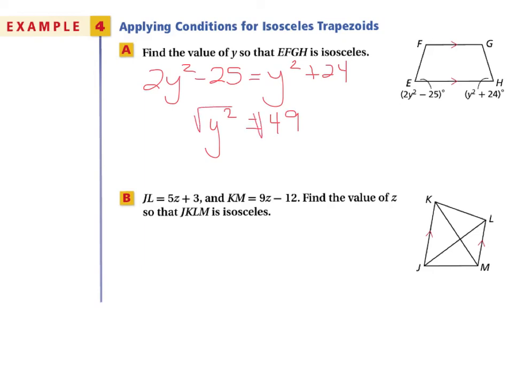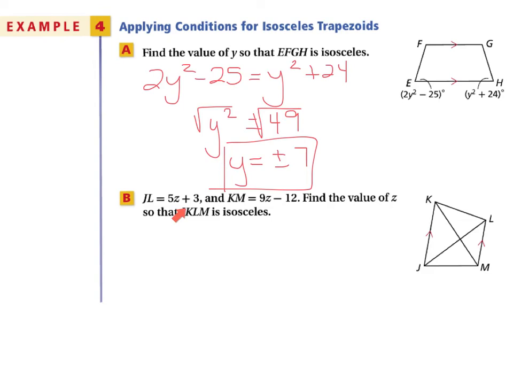and the square root gives me positive and negative 7. If I plug both of those in, 7 squared times 2 minus 25, and negative 7 squared times 2 minus 25, and the same thing over here, they would both work. So my answer is both positive and negative 7.